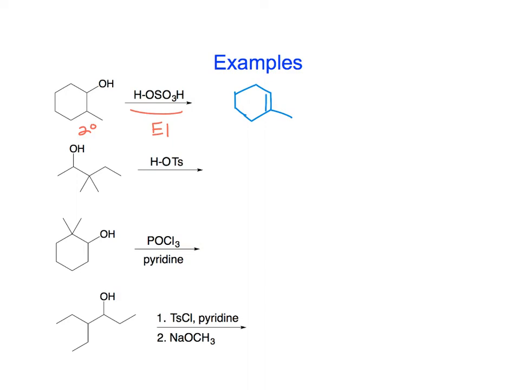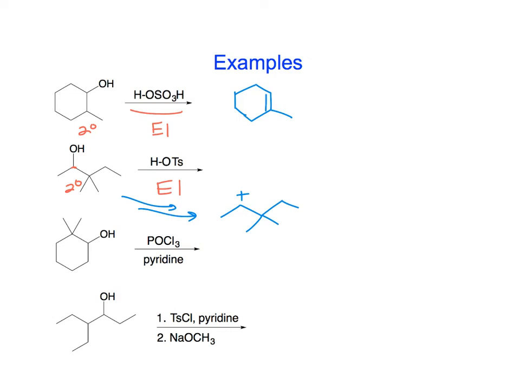In the second one, we're using tosic acid, which is a similar situation. We have a secondary alcohol. This should also be E1. We would form a secondary carbocation here that has a very highly substituted center next to it. So this one is going to be interesting. Let's just draw this out. I'm going to do two steps here. I'm going to protonate the alcohol and have water leave. So I'm just going to show the carbocation.